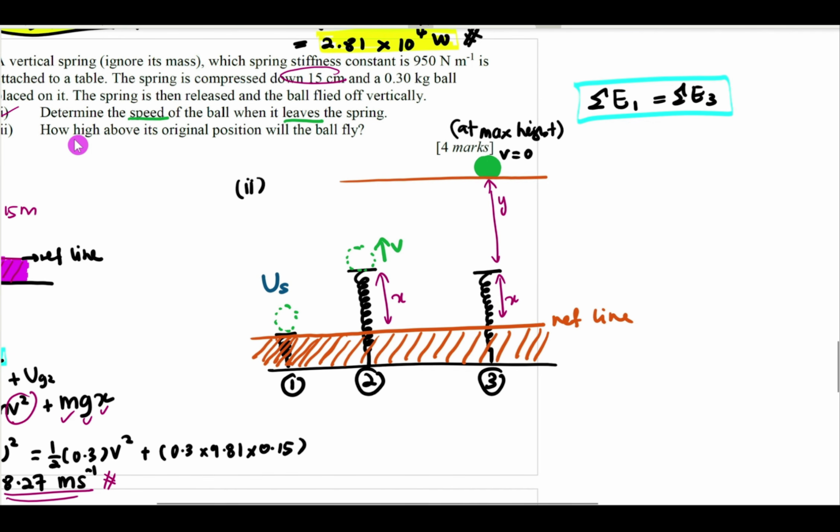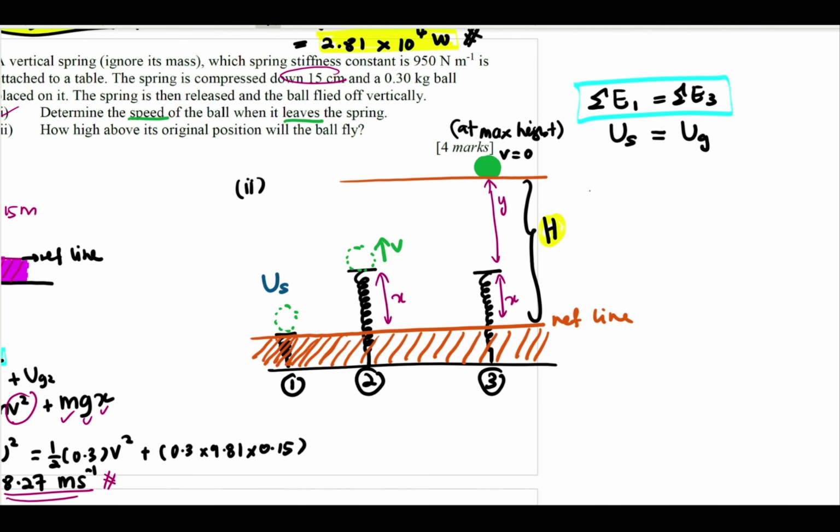Jadi soalan minta kita kira lah, how high above its original position will the ball fly? Okay, setinggi mana daripada original position, daripada sini lah. Maknanya daripada sini sampai sini, X plus Y. Okay, so we can use conservation of energy. Okay, dekat gambar pertama kita ada elastic potential energy. Gambar yang kedua kita hanya ada gravitational potential energy. Okay, ini yang kita nak carilah. H. H besar ni. This is our objective. We want to find what is the value of H.